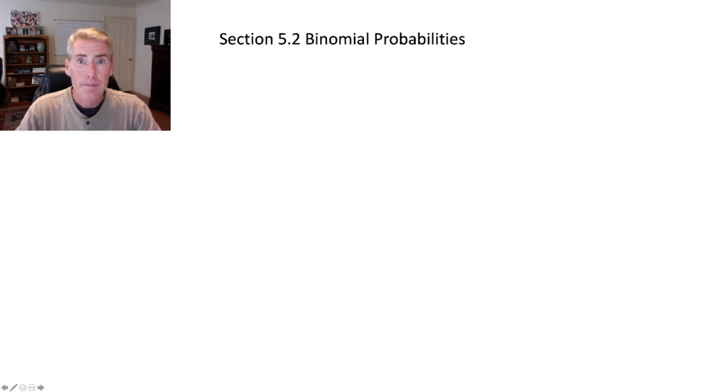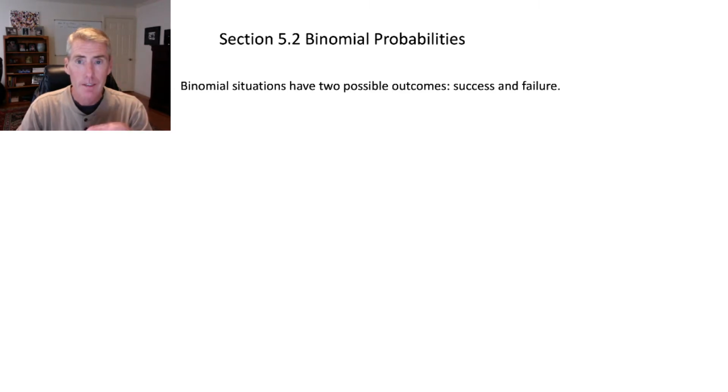Hi, I'm back and ready to talk about section 5.2, binomial probabilities. Since it starts with the word bi, that means there's two possibilities. And in this section, they're called success and failure. So perhaps you've got two possibilities. It's going to rain today or it's not going to rain today.